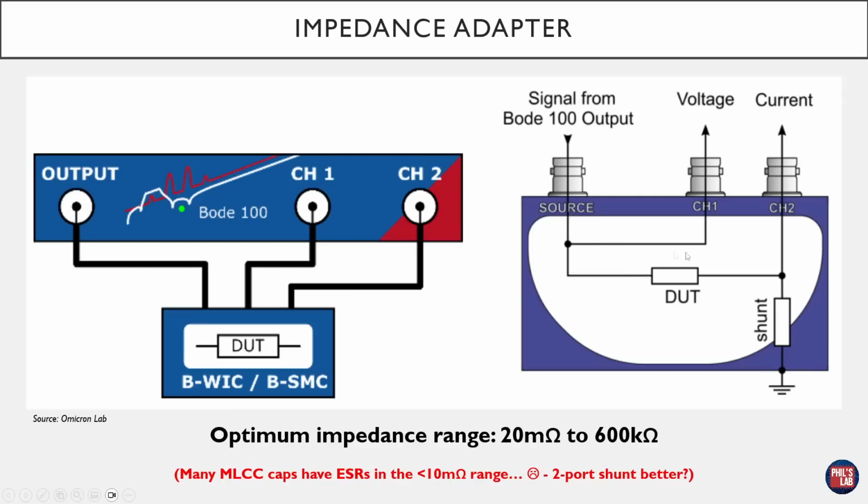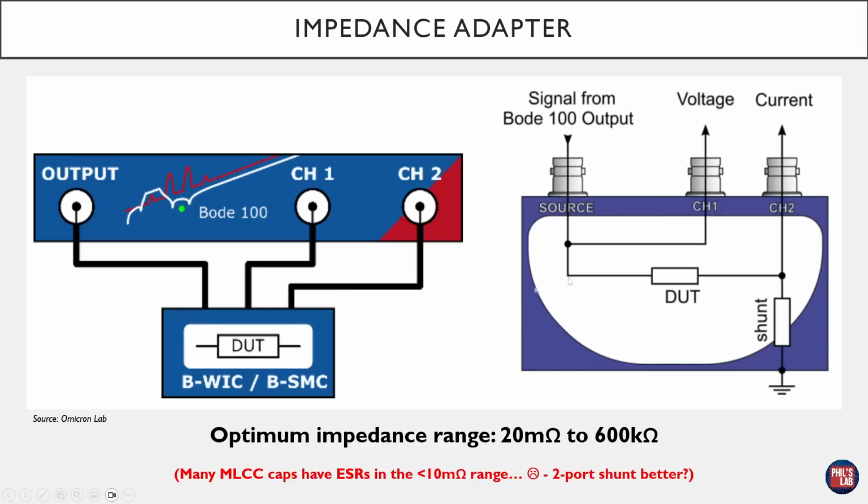So then we can tap off a point and measure the voltage on channel 1 of the Bode 100. And due to this shunt resistor, we can actually measure the current through the device under test because we know the output signal and we know the voltage across the device under test. In this way, knowing voltage and current due to this impedance adapter, we can then infer impedance, which is simply voltage divided by current as a function of frequency.